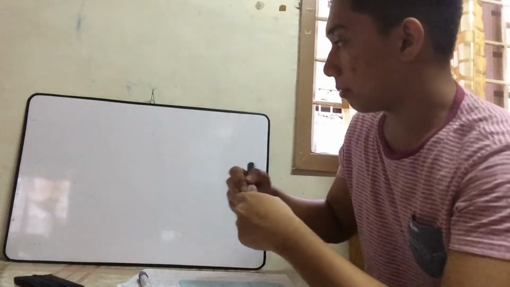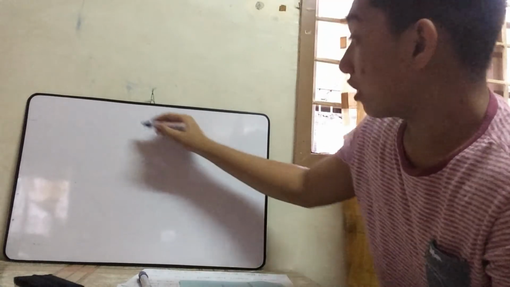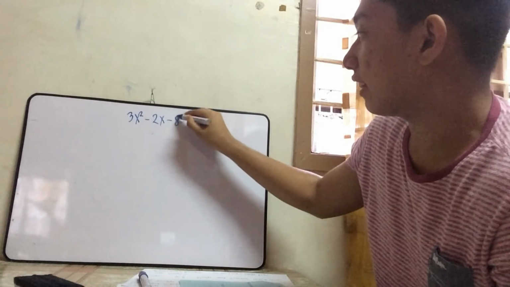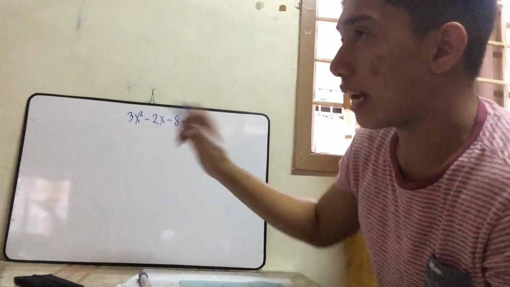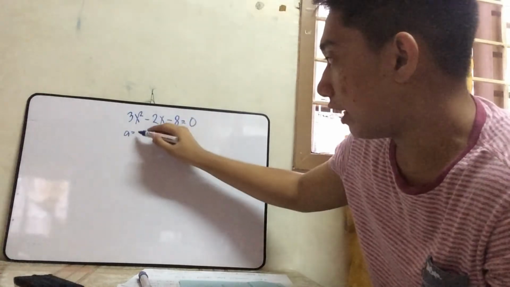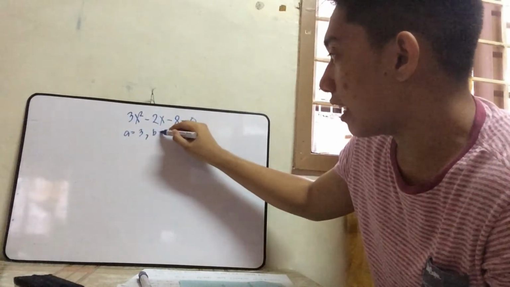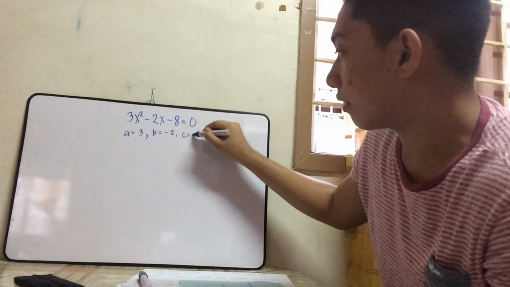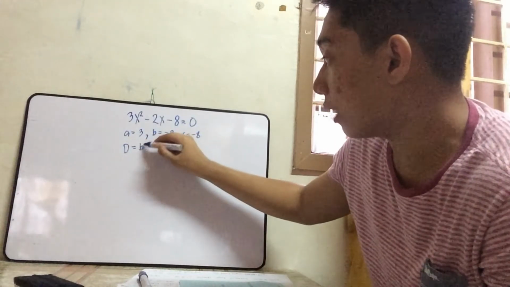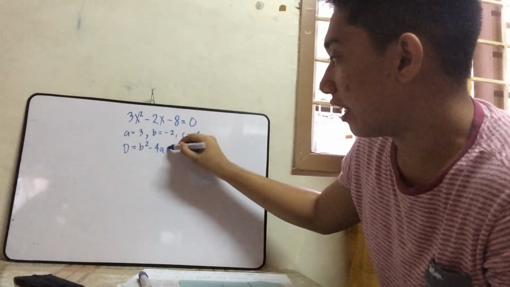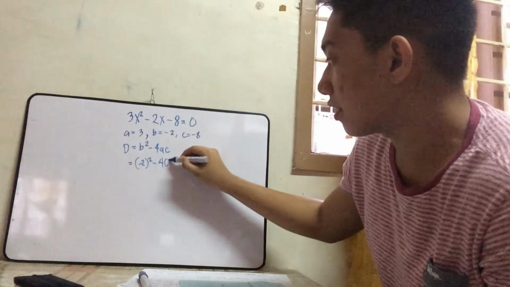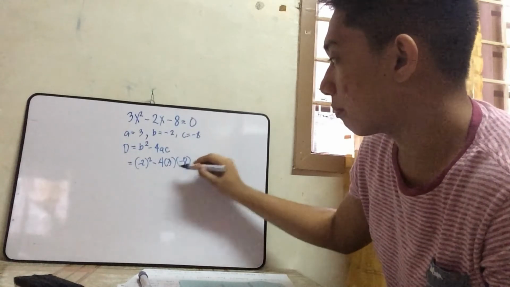Our second example will be ito. 3x squared minus 2x minus 8 is equal to 0. So again, ang unang solution, you will identify all constants A, B, and C. So your A is 3, B is negative 2, and C is negative 8. Then you substitute these values in the formula B squared minus 4AC. Then, yun na, substitute. So, 4 times 3 times negative 8.